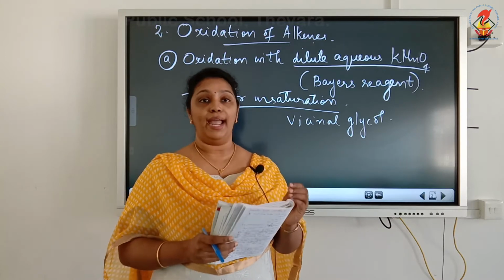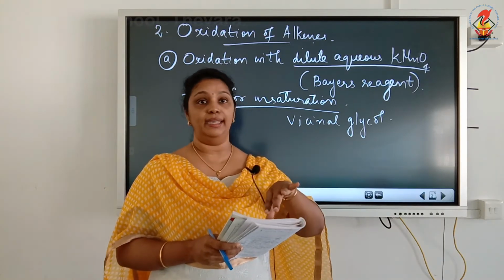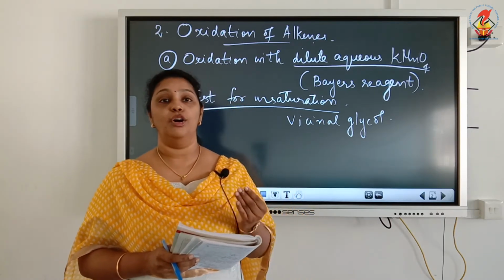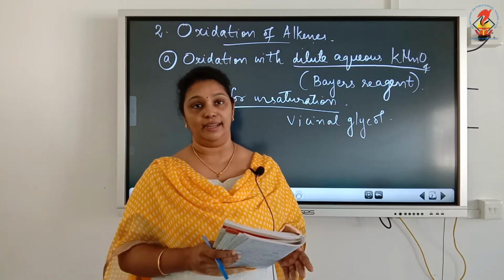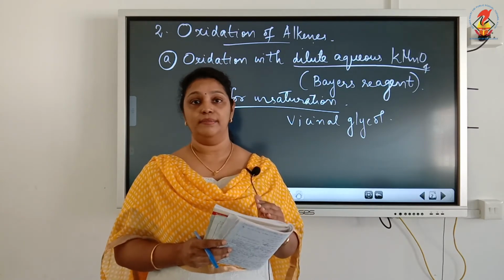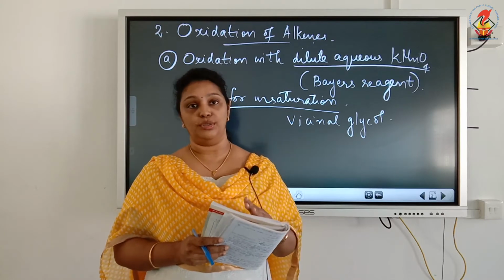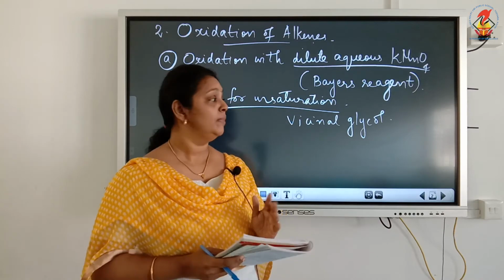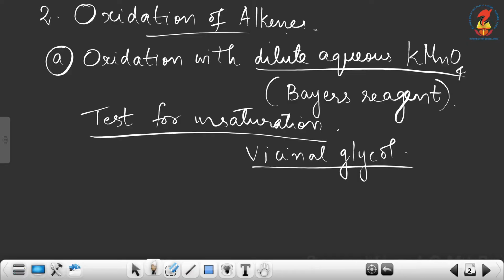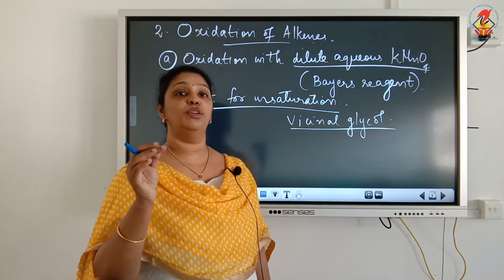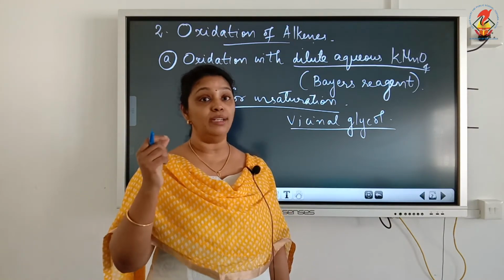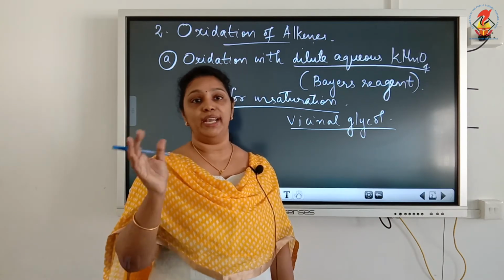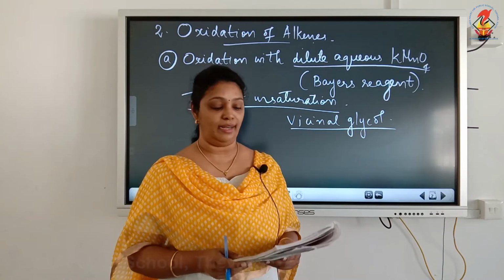So, when you add Bayer's reagent to alkene, what will happen if it's an unsaturated compound? The pink color of KMnO4 will get decolorized. So, that is the test for unsaturation. Pink color will get decolorized, and that is the observation of this test. Now, the product is vicinal glycol. Vicinal means the functional group attached to adjacent carbon, and here it is the alcohol functional group. So, vicinal glycol means OH groups attached to adjacent carbon atoms.